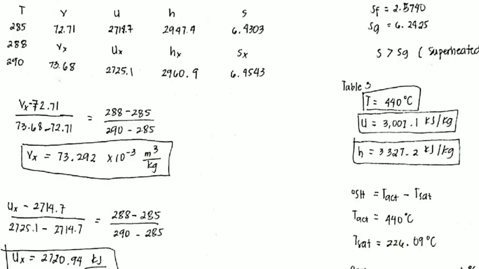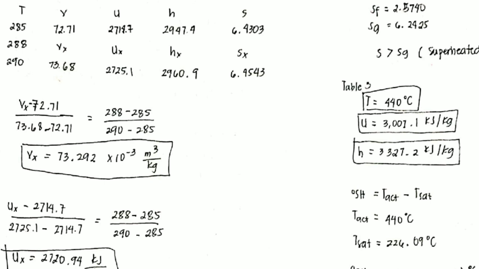So what are we going to do next? The steps I did are: Vx minus the V value at 285, divided by the V value of 290 minus the V value of 285. So it goes like this: Vx minus 72.71 over 73.68 minus 72.71 equals the Tact of 288 minus the Tact of 285 over 290 minus 285.